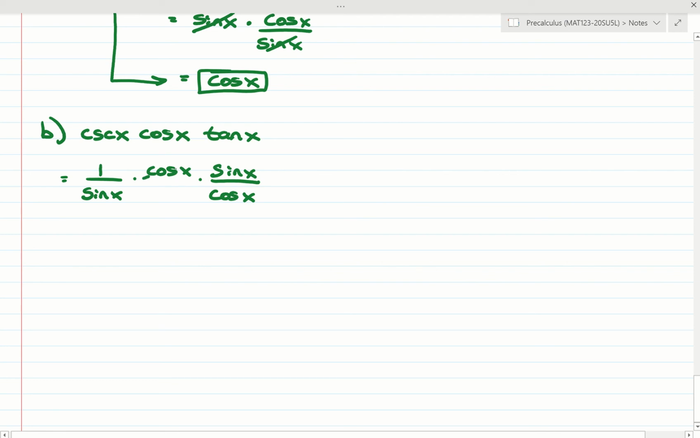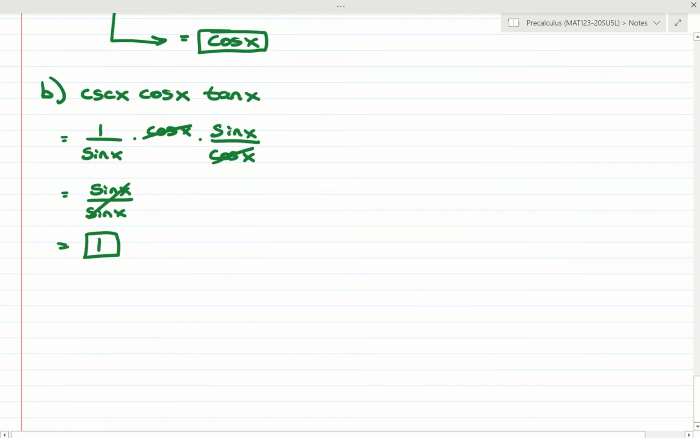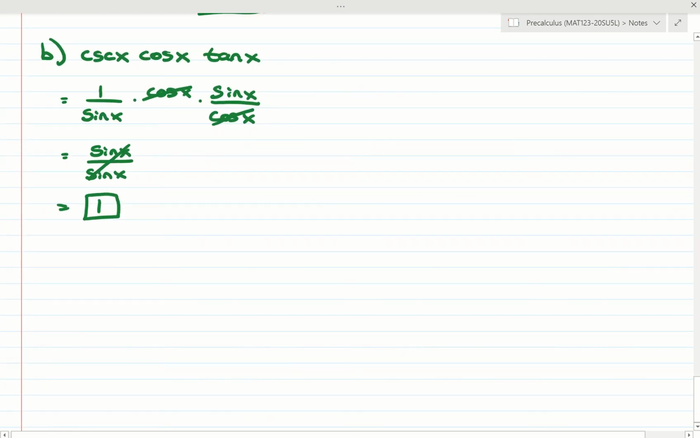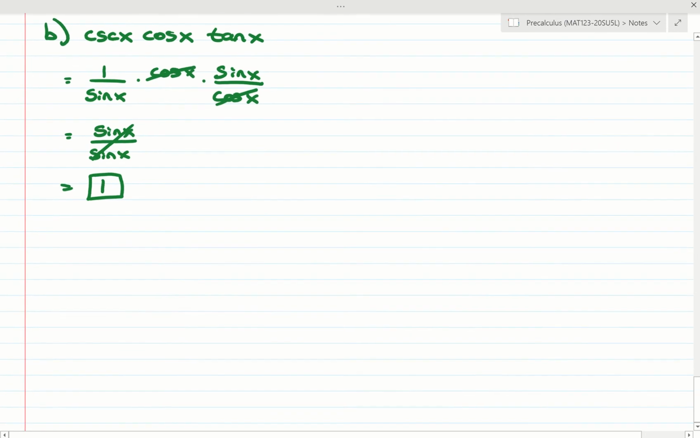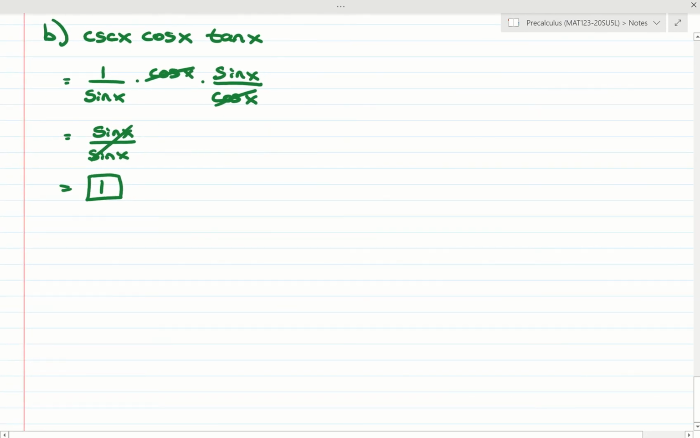Well, we're multiplying by cosine and dividing. And then we're just left with sine of x over sine of x, which also cancels, giving us 1. You don't get 0, right? Remember, like 2 over 2 is 1. If you have the same thing that cancels on top and bottom, you do get 1.